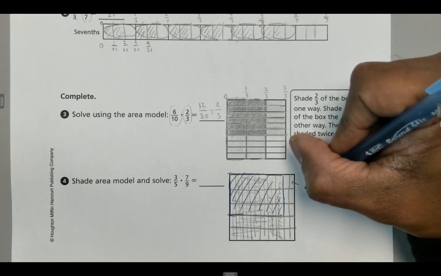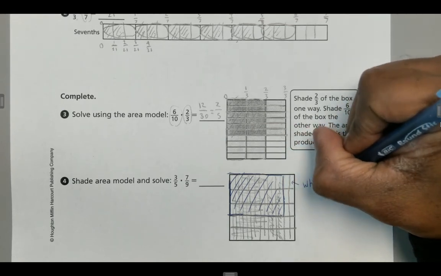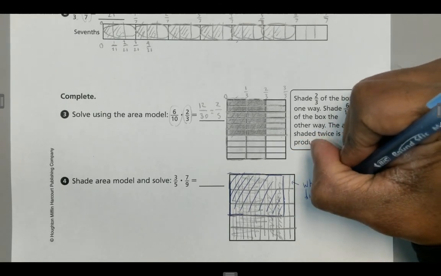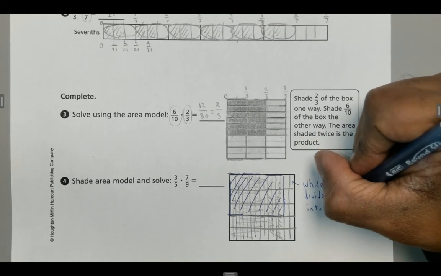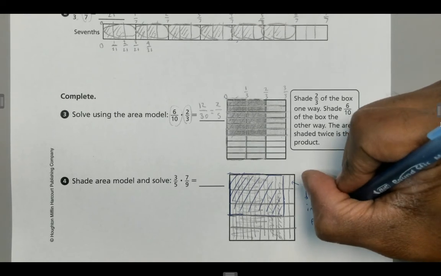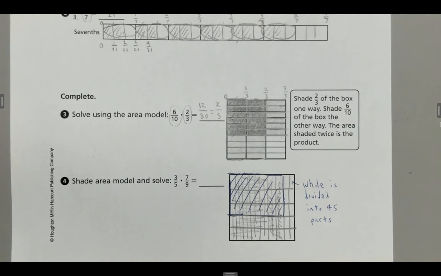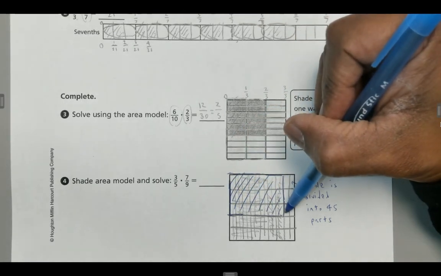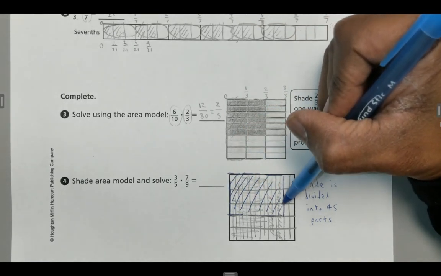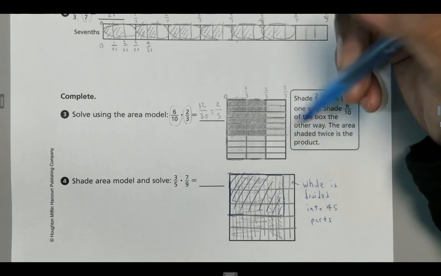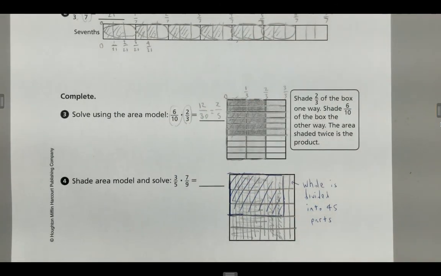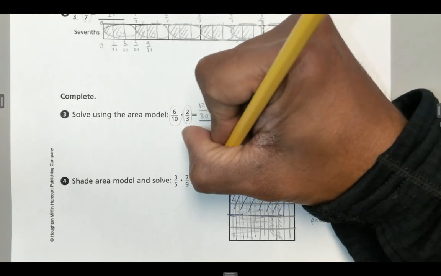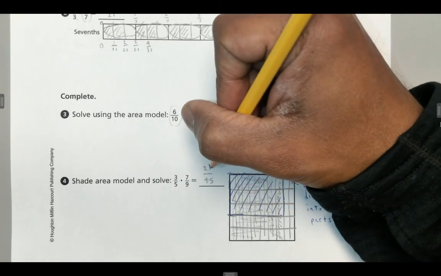the whole is split up into 45 parts. So how many do we have? Well, I've got 7 going this way, and I've got 3 this way. 7 times 3, I get 21 over 45.